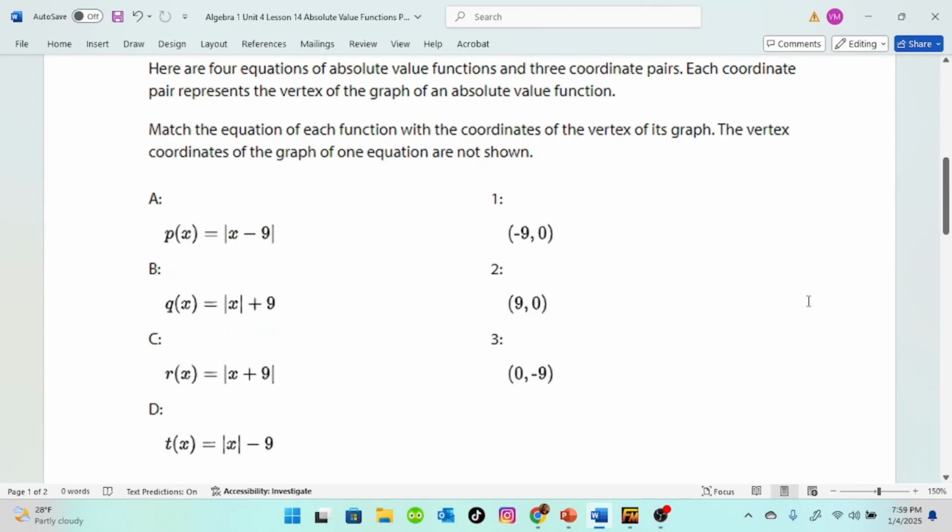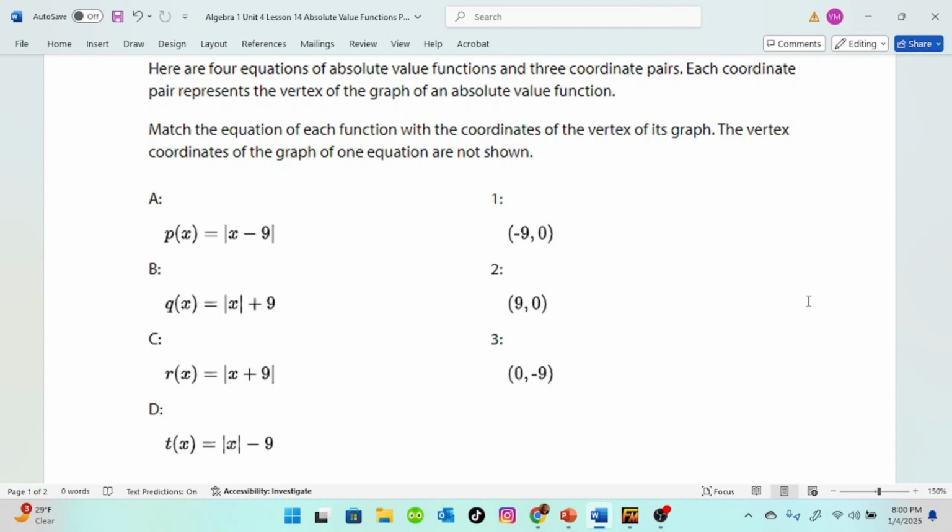Our next practice problem. Here are 4 equations of absolute value functions and 3 coordinate pairs. Each coordinate pair represents the vertex of the graph of an absolute value function. Match the equation of each function with the coordinates of the vertex of its graph. The vertex coordinates of the graph of one equation are not shown.